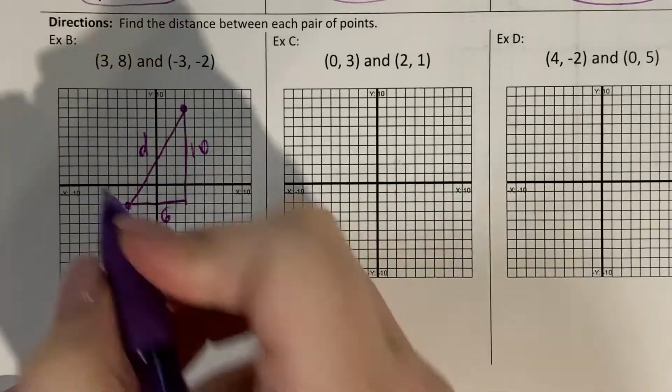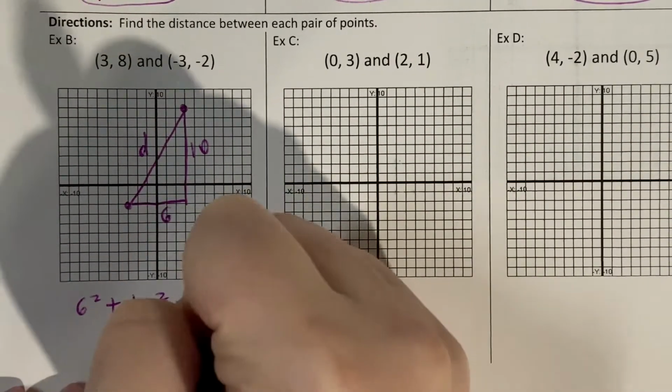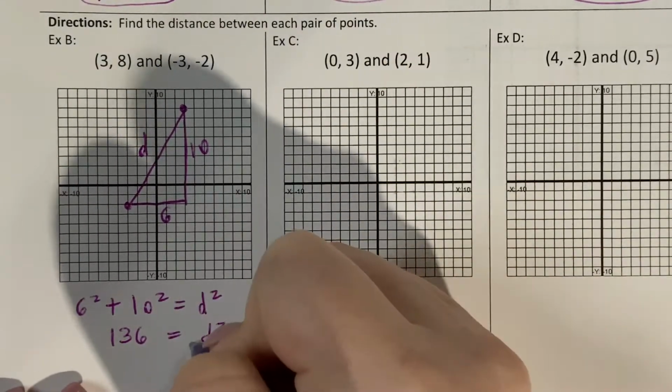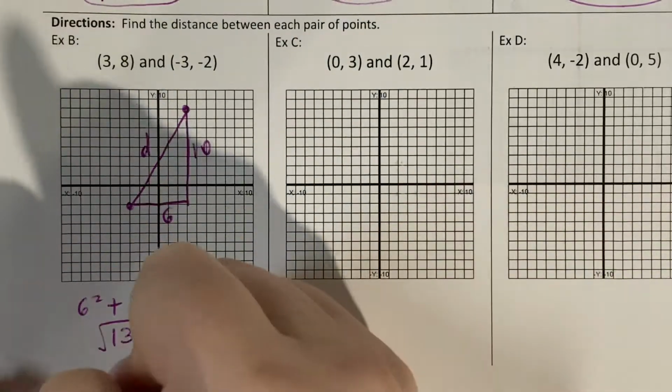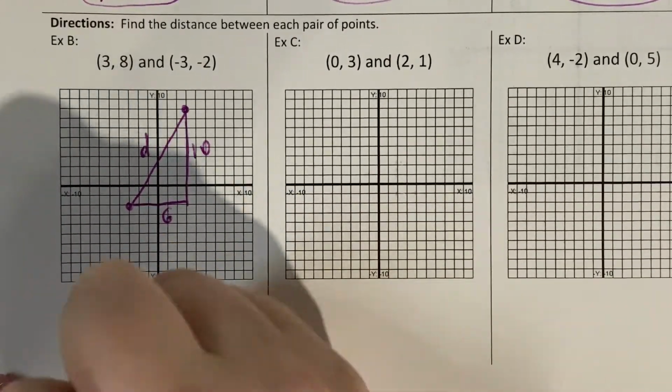When I do 6 squared plus 10 squared, I get 136 equals my distance squared. Take the square root of both sides, and I get that my distance is 11.7 units.